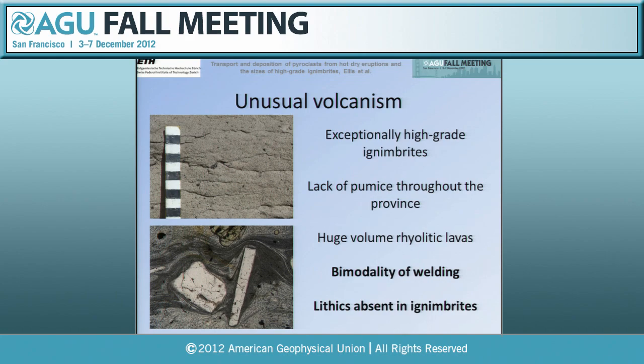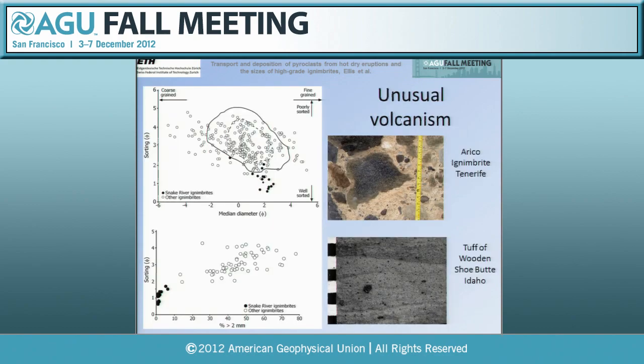The other side of the coin is that the intensely welded material here is essentially lava-like. You cannot tell a difference in hand specimen between the welded ignimbrites and the lavas. The intermediate eutaxitic style of welded deposits is not found. The other point that's going to be interesting today is that lithics are essentially absent in these ignimbrites. I think I may have found one. This is a very unusual combination of characteristics for a rhyolitic ignimbrite.